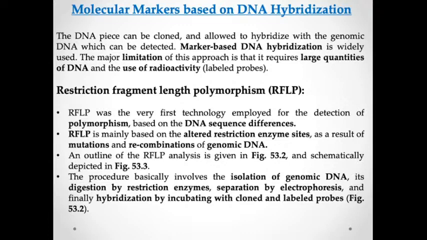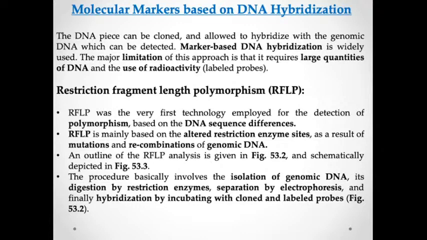DNA pieces can be cloned. The first part that we're going to deal with today is the DNA hybridization-based markers. These are the ones that can be cloned and allowed to hybridize with the genomic DNA. Markers based on DNA hybridization are quite widely used. The major limitations are that a lot of DNA is required, and the use of radioactivity. Whenever you are doing experiments with radioactivity, you have to take care of yourself also, because while doing radioactivity work, things could go really bad.